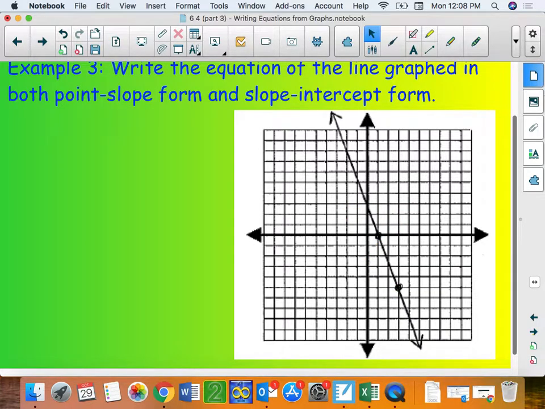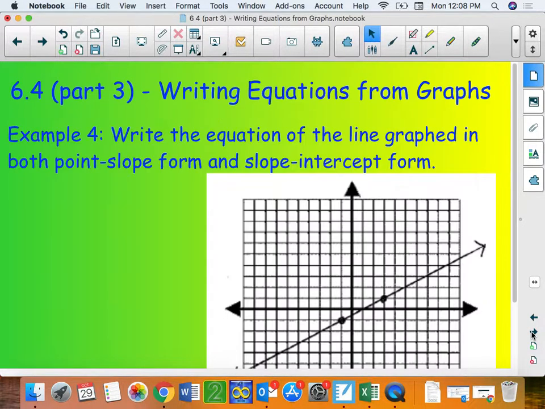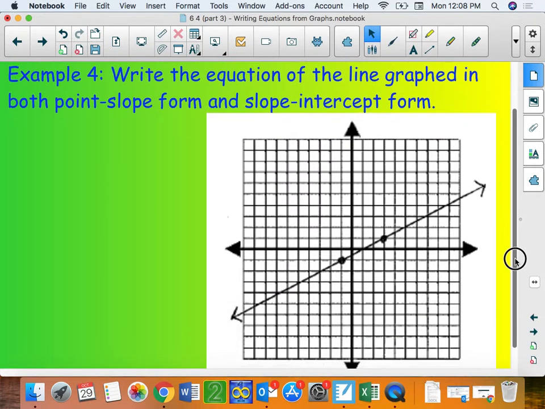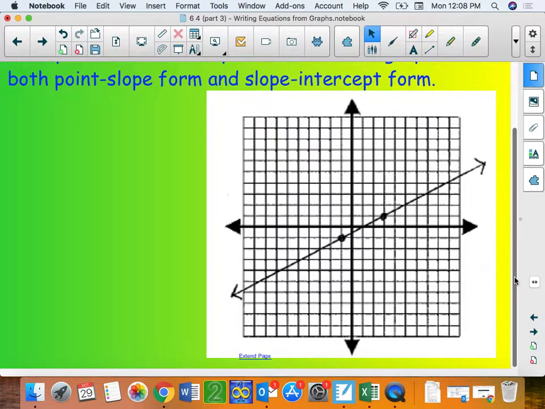Last example. We're going to write the equation of this line. And again, we are first going to find the slope. You always need to know the slope to do the equation of a line. So I'm going to start with this point right here. I'm going to go up 1, 2. I'm going to go over 1, 2, 3, 4.